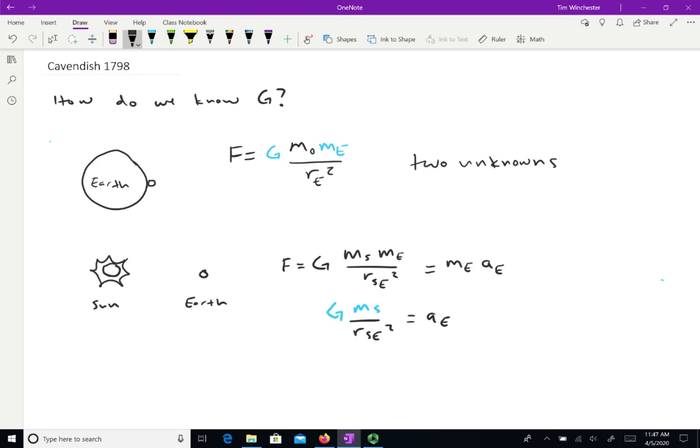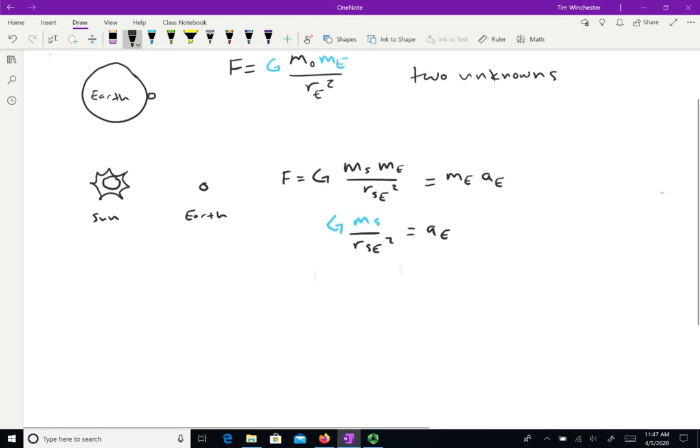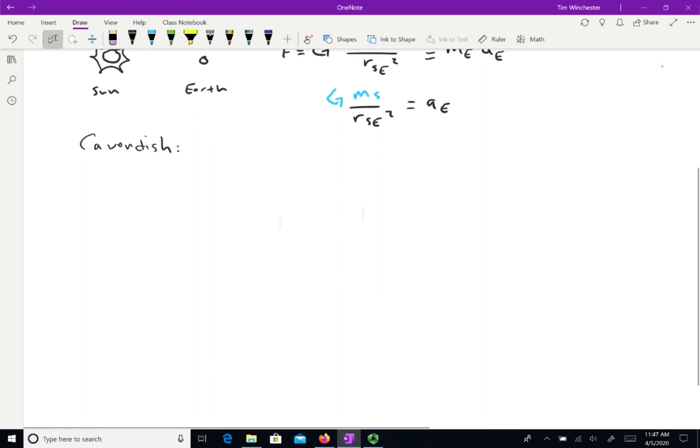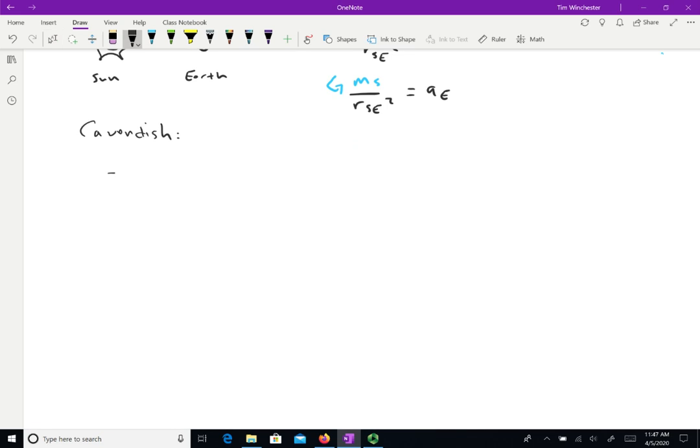So what you have to do is you have to do an experiment where you know both masses ahead of time. Okay, so this is the experiment that Henry Cavendish did in 1798. Okay, so Cavendish, in his laboratory, set up a situation where he had the ceiling of the lab, and then from it he hung a wire.